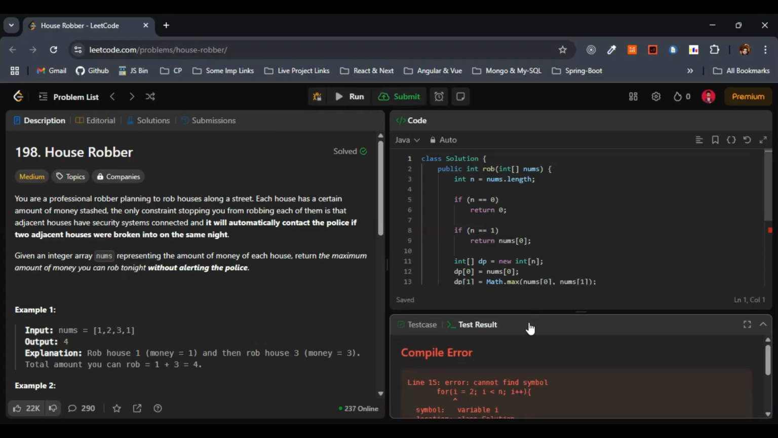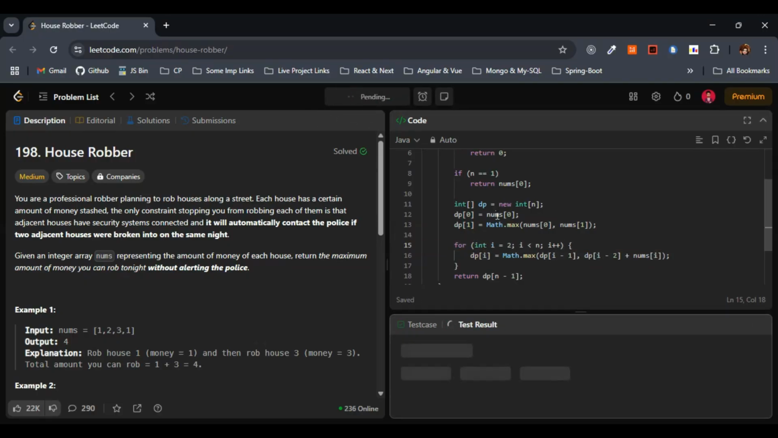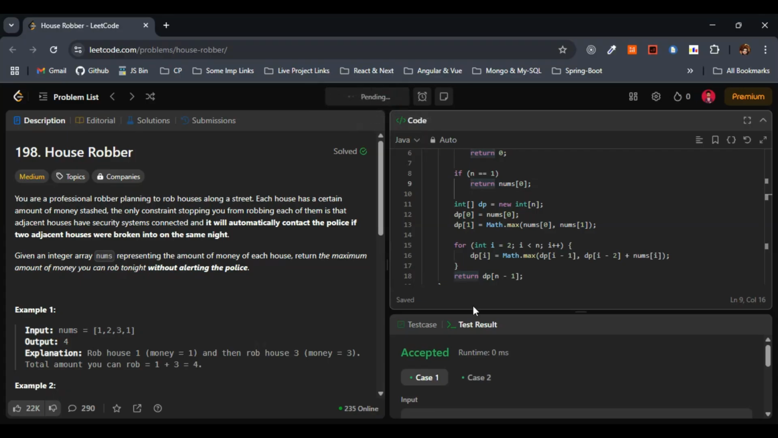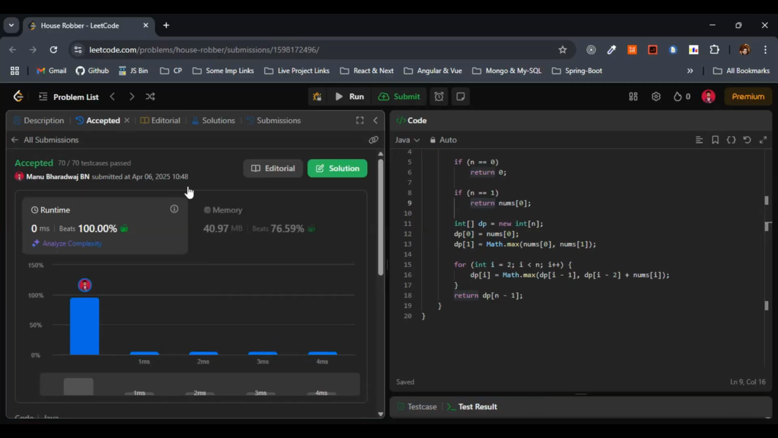Have some error here. What is the error? So I have not considered int here. Let me give int here quickly. So yeah, let me hit the run button again. Yeah, now you can clearly see the sample test cases are getting passed, right? So let me hit the submit button quickly. So you can clearly see the code works absolutely correct for all the test cases, right?